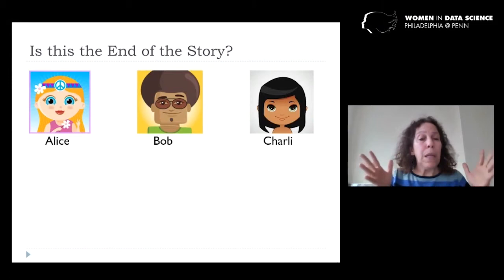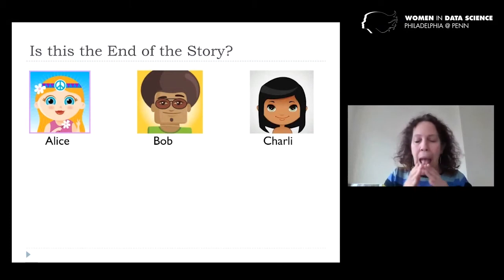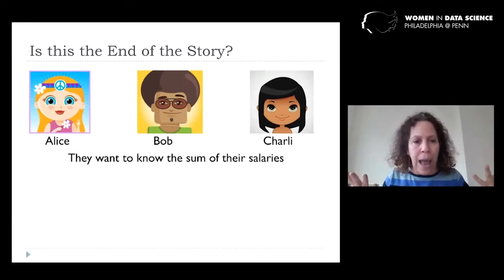Let me start by telling you another story. We have Alice, Bob, and Charlie, and each one has a salary. And they want to know the sum of their salaries. Okay? They want to know how much they all earn together. Of course, a very simple solution is Alice says, I earn X, Bob says, I earn Y, and Charlie says, I earn Z, and they sum up this information, and they learn the sum of the salaries.